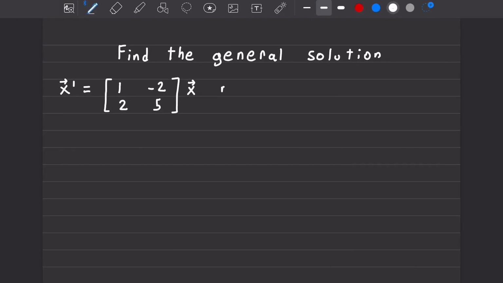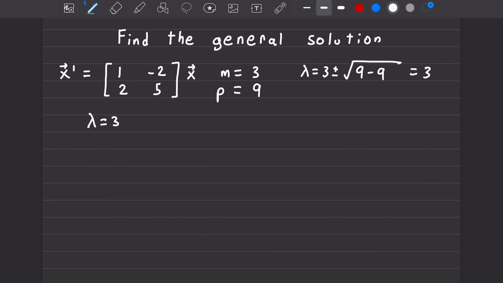So we have that the sum of the diagonal elements is 6. The average of that is going to be 3. Our p is going to be 1 times 5 minus -4, which is just going to be 9. So lambda is going to be 3 plus or minus the square root of 9 minus 9, which is just going to be 3.